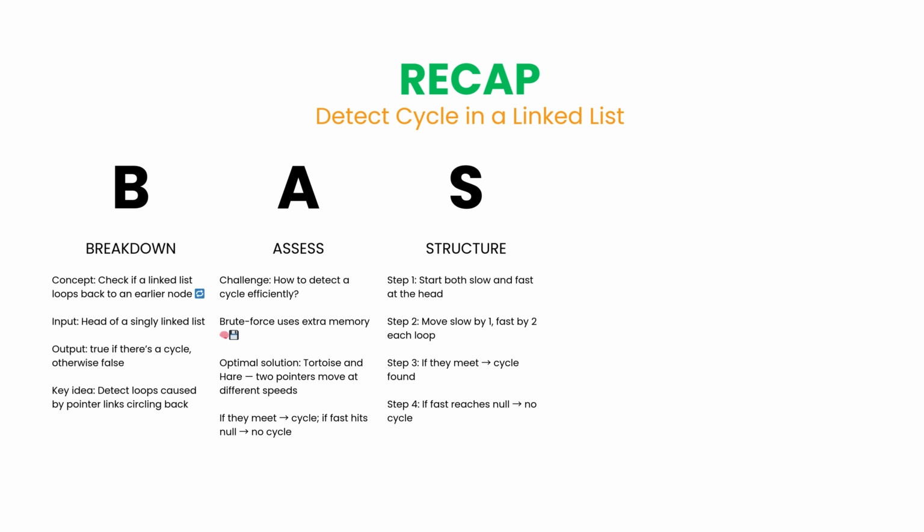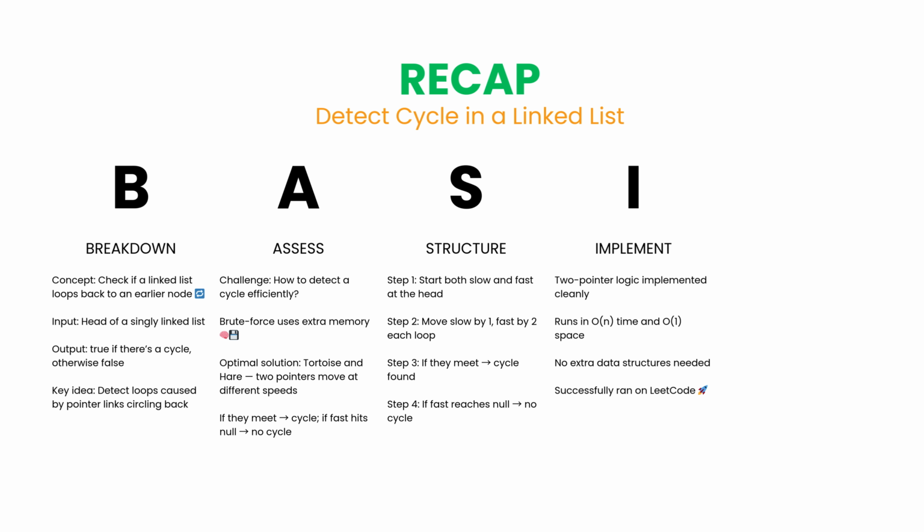Structure recap. Our approach was straightforward. Initialize slow and fast pointers at the head. Move slow 1 step at a time, fast 2 steps. If they meet at any point, a cycle exists, return true. If fast reaches null, no cycle exists, return false.